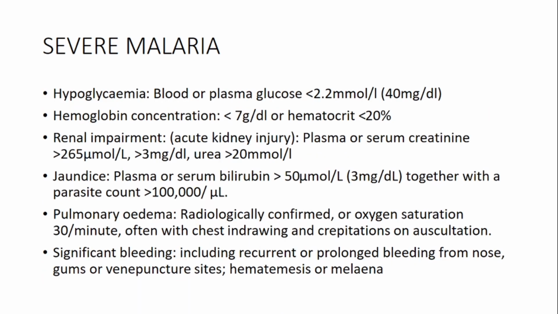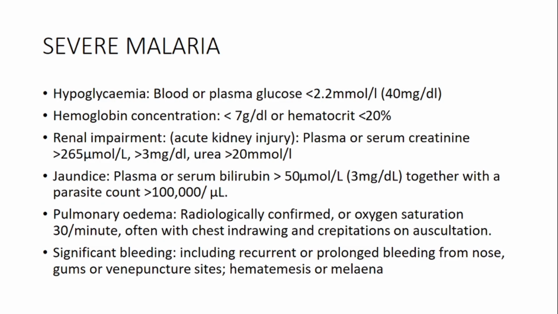associated acidosis, hypoglycemia, anemia, any evidence of renal impairment, evidenced by elevated plasma or serum creatinine, presence of jaundice or hemoglobinuria, which suggests hemolysis, and this will also be evidenced by raised serum bilirubin levels. Pulmonary edema, as described earlier, could be a major complication of severe malaria, and these patients could present with difficulty in breathing, and there could also be decreased oxygen saturation. Patients may be tachypneic, in obvious respiratory distress with chest indrawing and crepitations on auscultation.